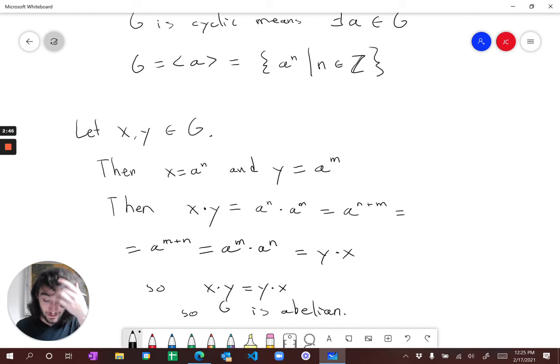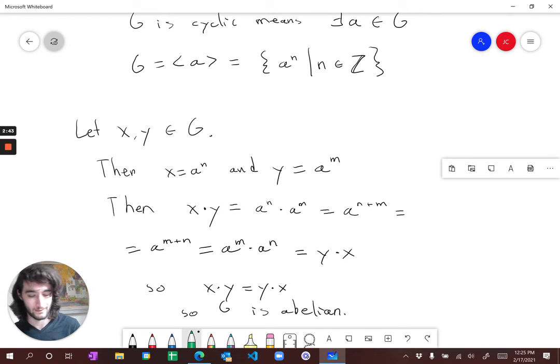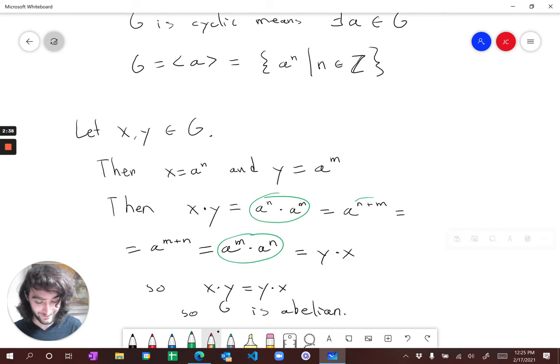So notice that the key thing that this comes down to is that these are commutative, right? Because these are commutative, right? The addition in the exponent, you can swap the order of that. And that's why you can swap the order of the multiplication ultimately, right?